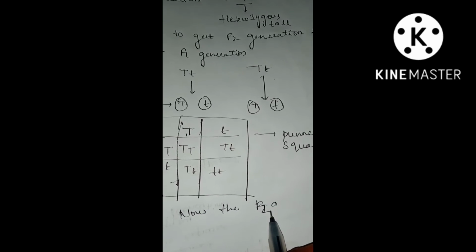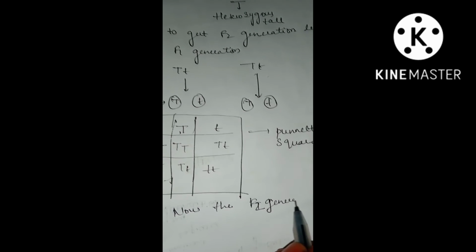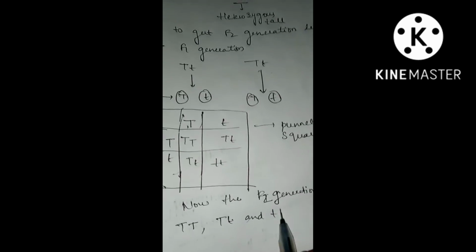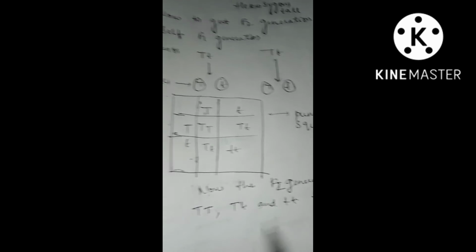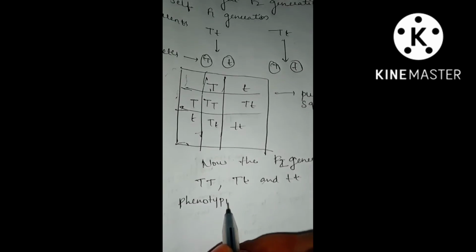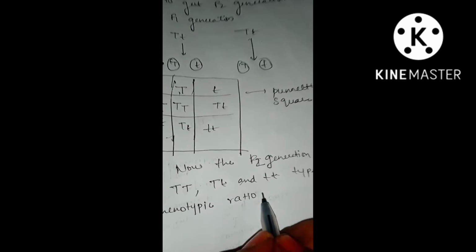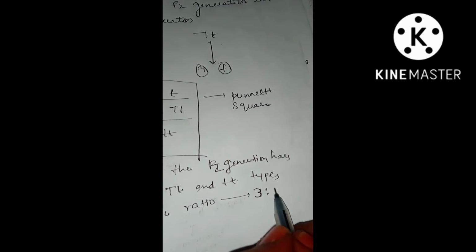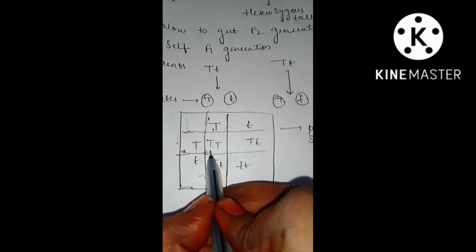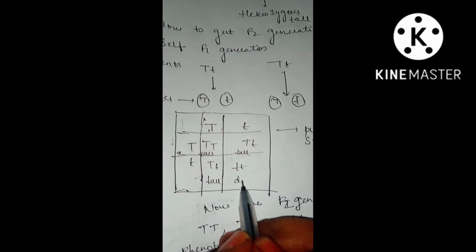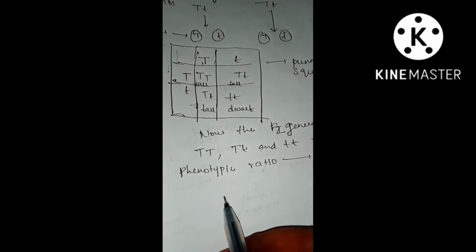Now in the F2 generation, we'll get three types of progeny, capital T capital T, capital T small t, and small t small t. From this, we'll get the phenotypic and genotypic ratio. Phenotypic ratio means the ratio based on the morphological character we see in the plants. The phenotypic ratio will be 3:1, because in both the heterozygous and homozygous condition, capital T gives the tall condition. So capital T capital T is tall, capital T small t is also tall, and small t small t is dwarf. So we are getting a 3:1 phenotypic ratio.